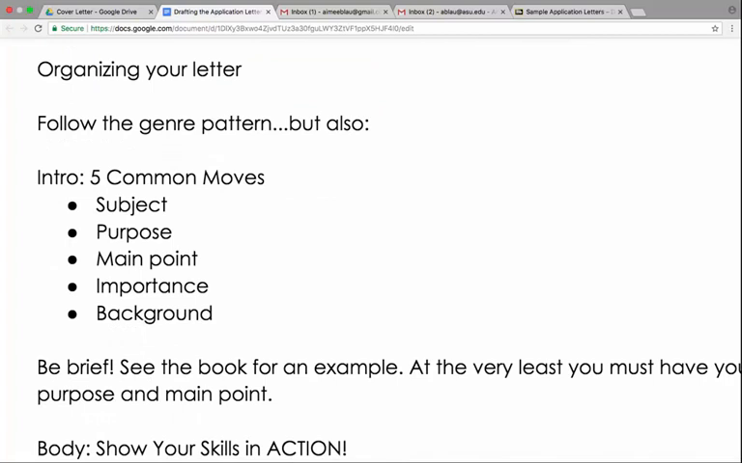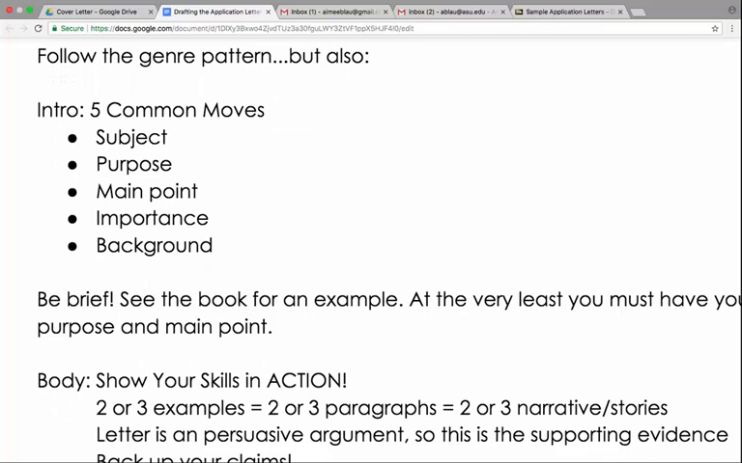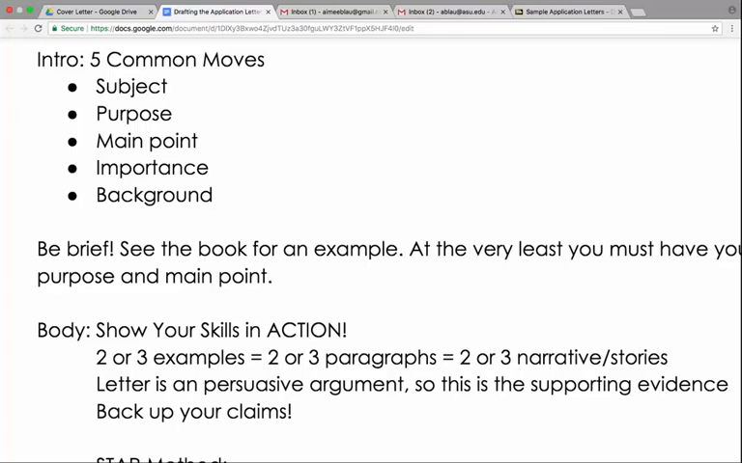When you organize your letter, you're going to want to follow the genre pattern, of course. But within the genre pattern, there are also some common moves. In the introduction, you're going to want to state your subject, purpose, main point, the importance of that main point, and then maybe a little bit of background information. You still want to be as brief as possible, however. In the book, there is an example of a very brief introduction that makes all of those 5 moves that you can check out.